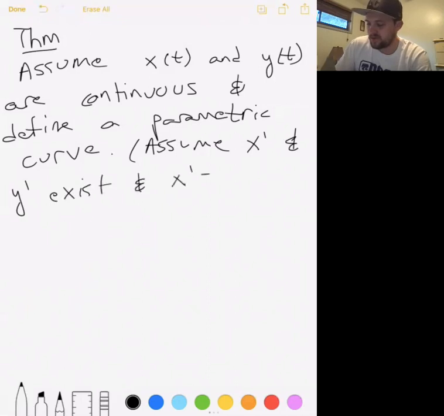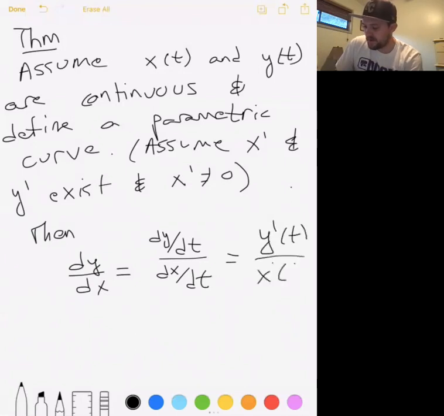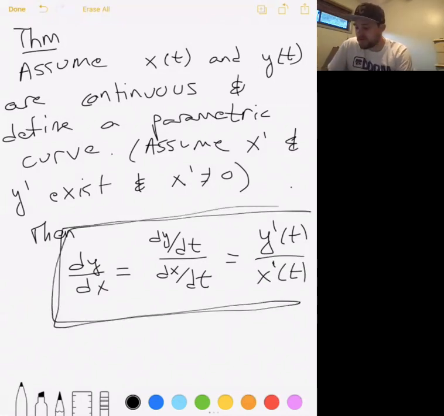And let's also further assume that x prime is not 0. Those are all necessary conditions. So then what is the theorem? Well, then the derivative is given by dy/dt over dx/dt, which, as we wrote on the last slide, is y prime of t over x prime of t. So we can use this formula to our advantage to calculate the derivative without even having to go through the work of rewriting a parametric equation as a standard xy curve.